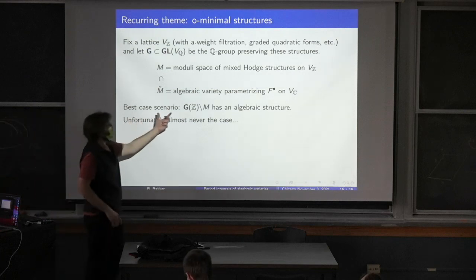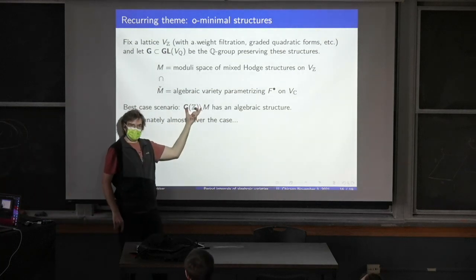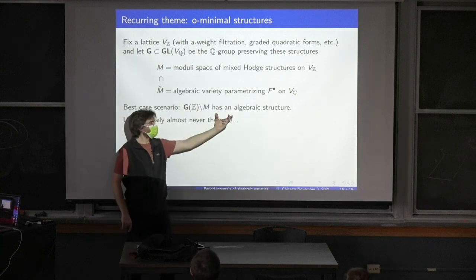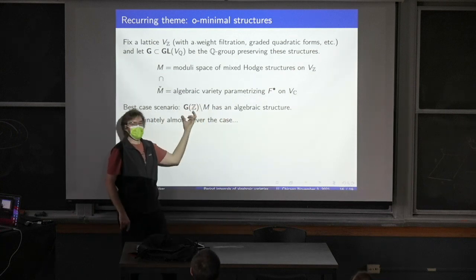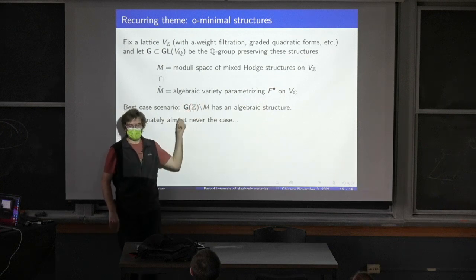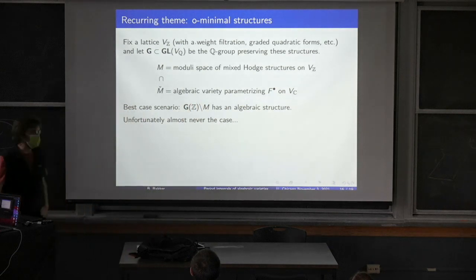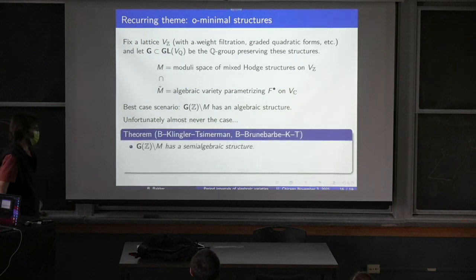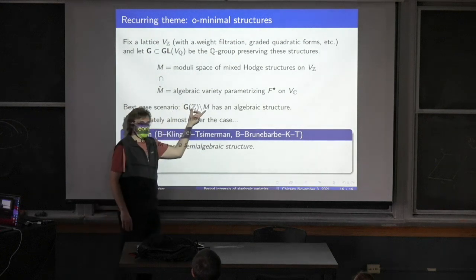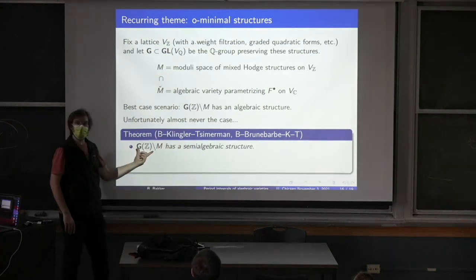But this space of Hodge structures modulo integral isomorphism doesn't get fully bad. It's no longer an algebraic variety, but it still maintains some shadow of the niceness properties that algebraic varieties do. And this is what the O-minimal structure is encapsulating. So here's an example theorem that is getting at this. This is not algebraic, but it does naturally have a semi-algebraic structure.